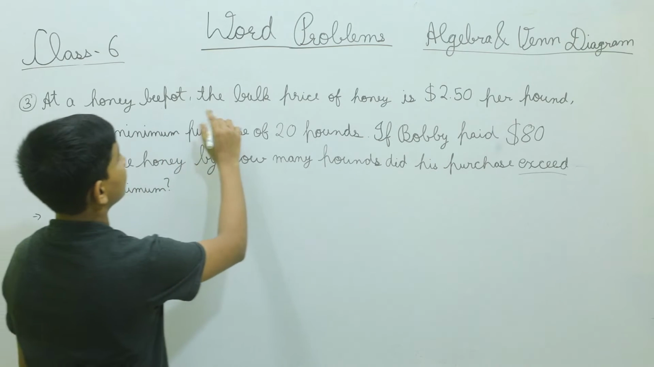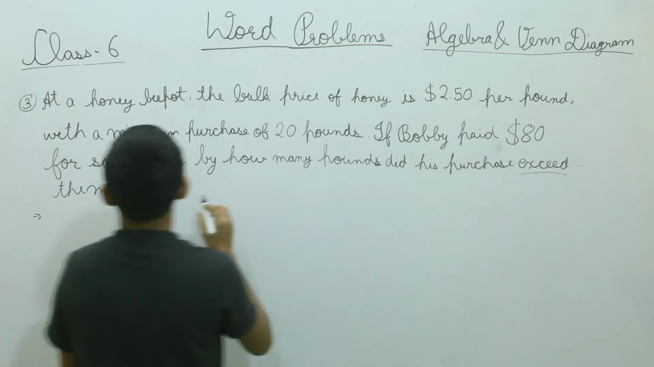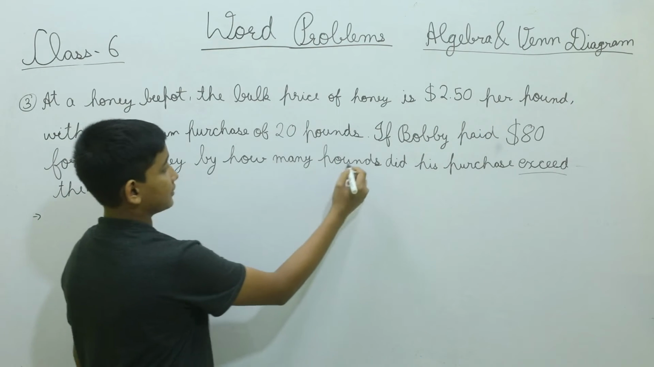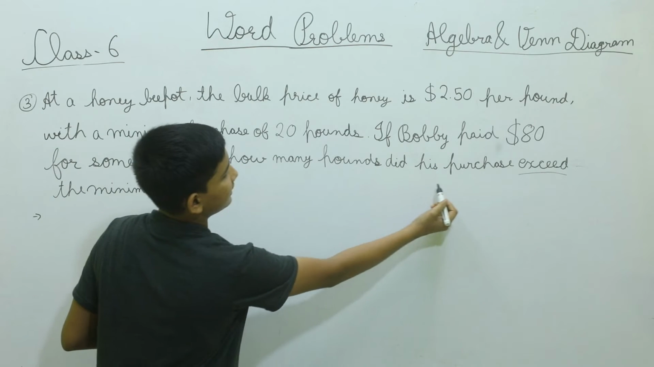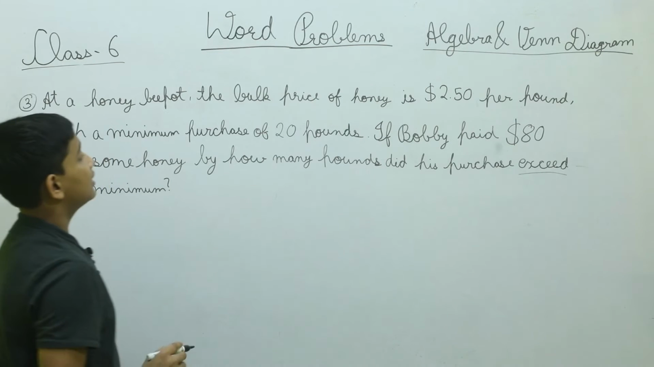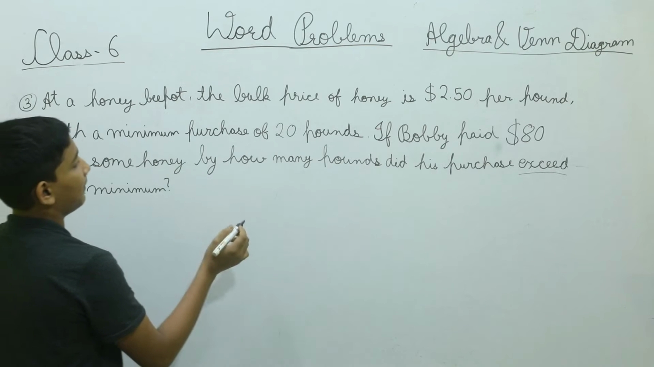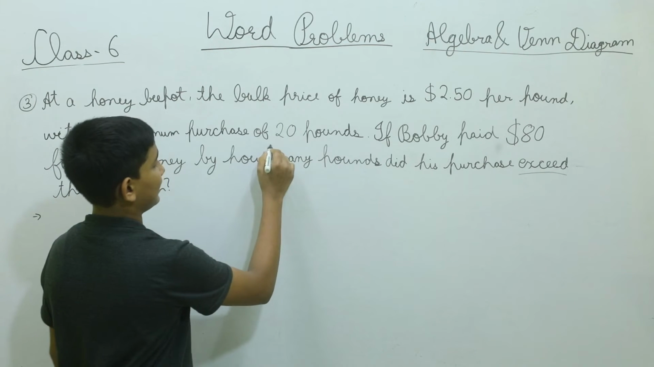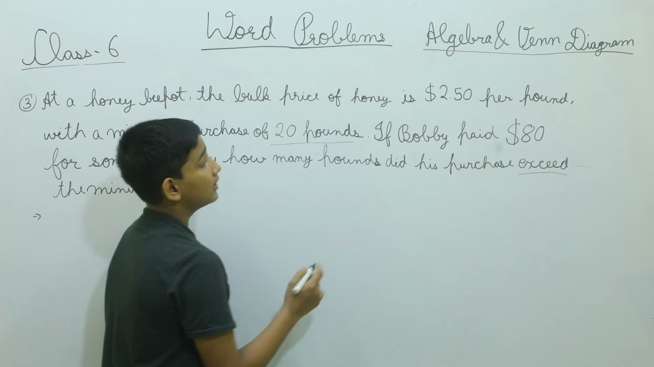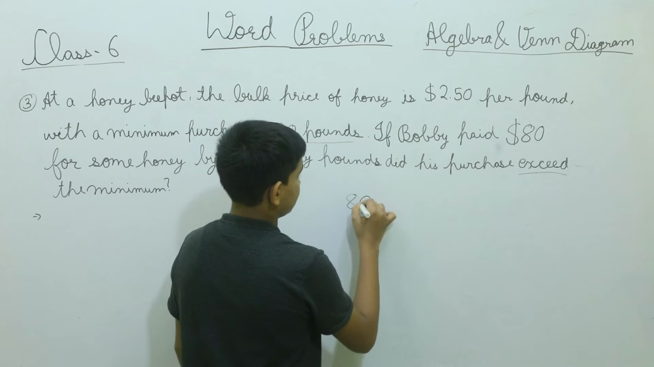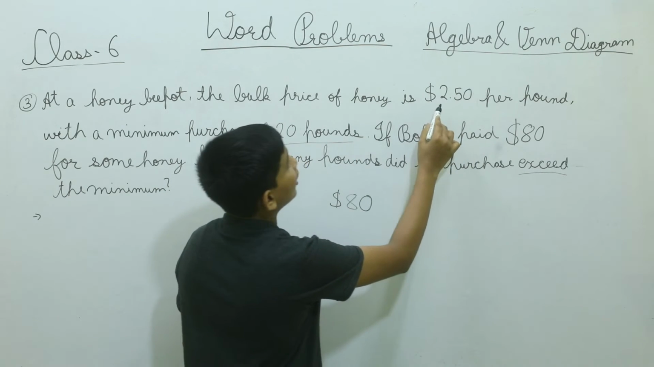At a honey bee pot, the bulk price of honey is $2.50 per pound with a minimum purchase of 20 pounds. If Bobby paid $80 for some honey, by how many pounds did his purchase exceed the minimum? So we need to find out how much more honey did he buy than the minimum. So the minimum is 20 pounds. First we need to find how much honey did Bobby actually buy. So he paid $80 and the price per pound is 2.50.